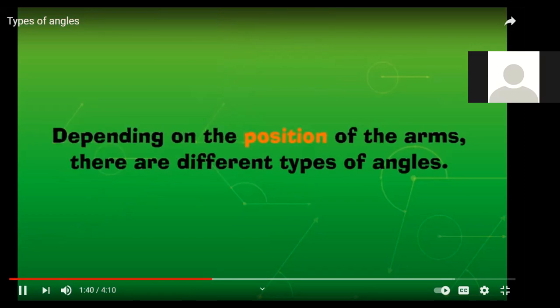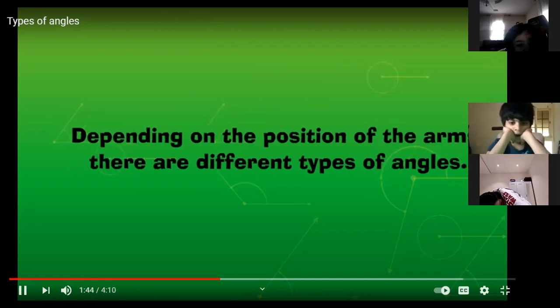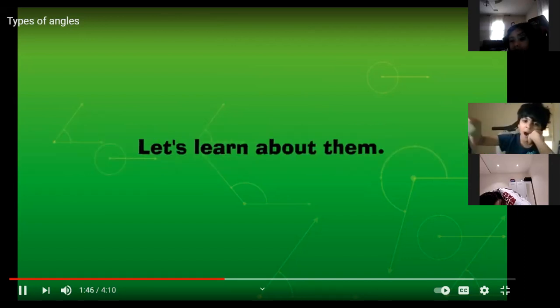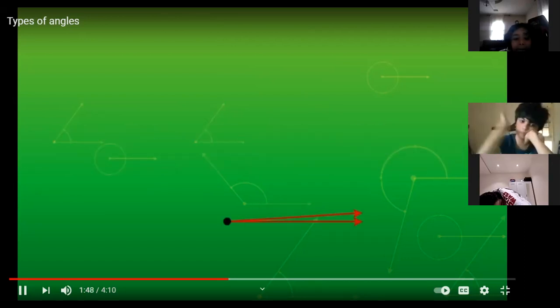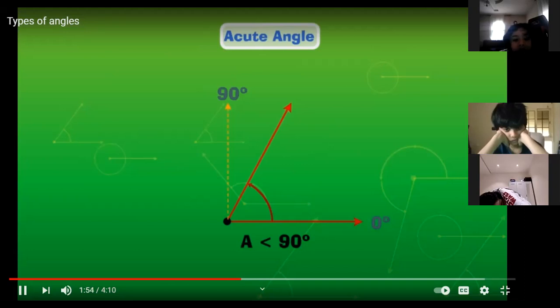Muhammad. 75 degree, 190 degree, 245 degree. Depending on the position of the arms, there are different types of angles. Let's learn about them. An angle whose measure is more than 0 degree and less than 90 degree is called an acute angle.